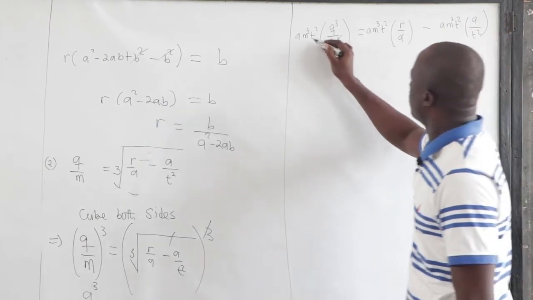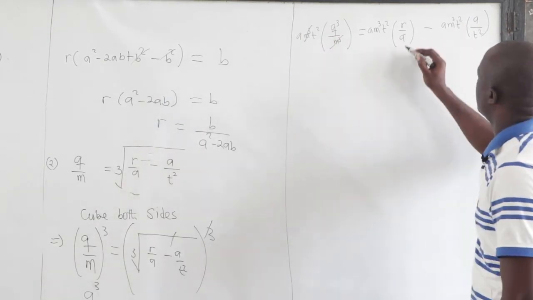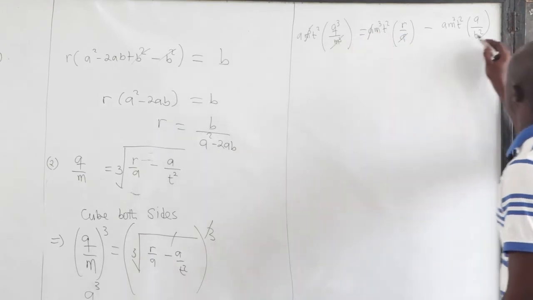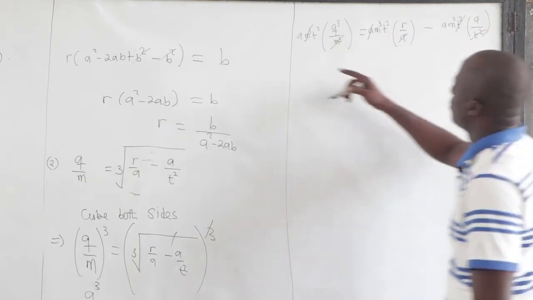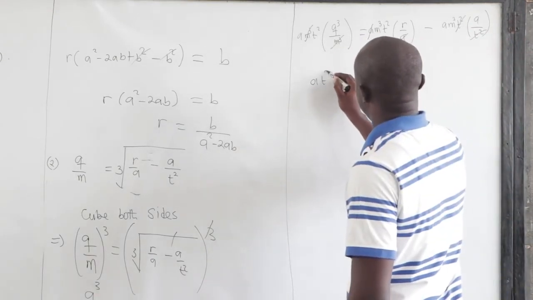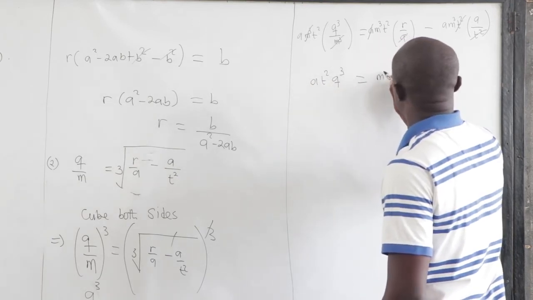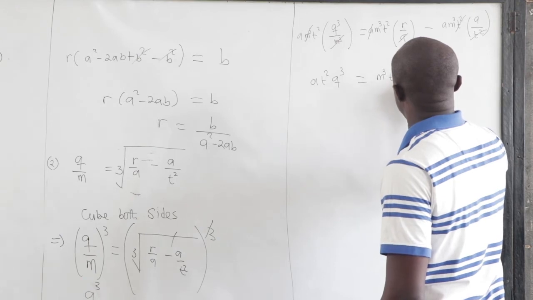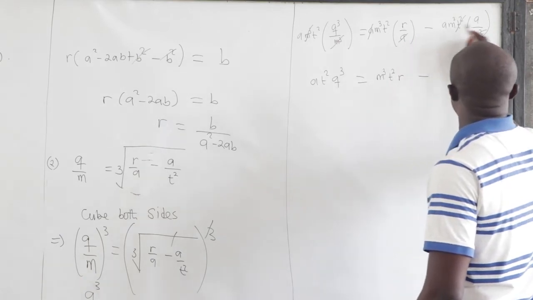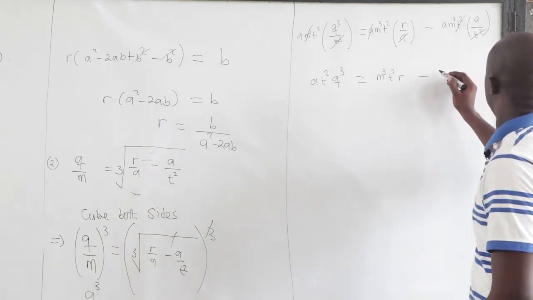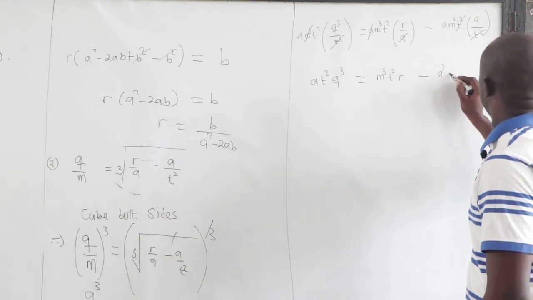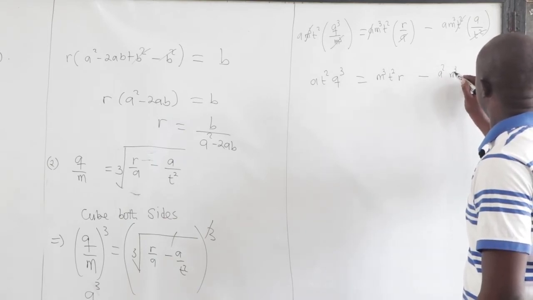What can we see? This M cubed will cancel that M cubed. This A will cancel that A. This T squared will cancel that T squared. What do you have? A T squared Q to the power 3. And then M cubed T squared R minus A times A, that is A to the power 2, times M to the power 3.